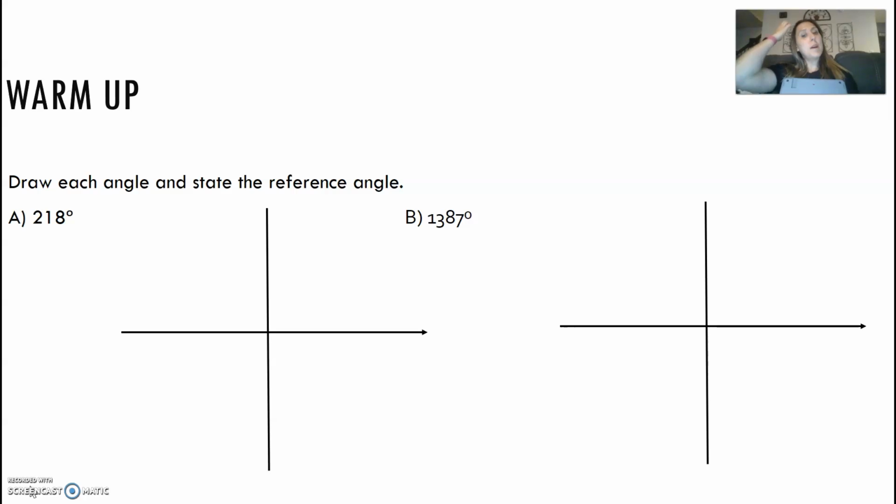This is your warm-up. So I would like you to find each angle and the reference angle. This is based on yesterday's lesson. So go ahead and do that. This should take you about 5 minutes. So go ahead and hit pause and get that warm-up done.